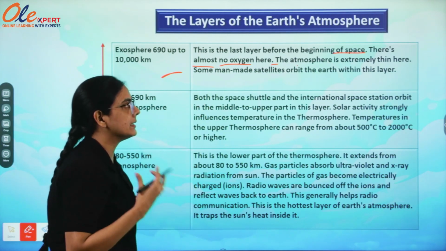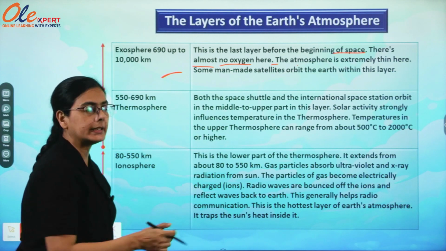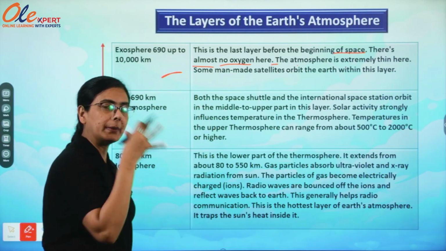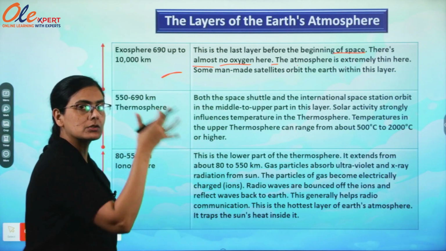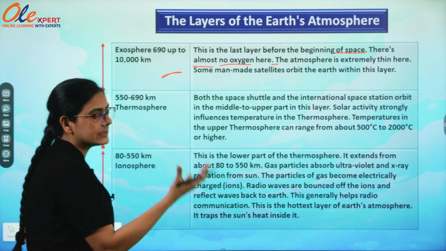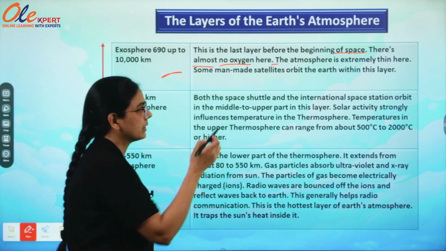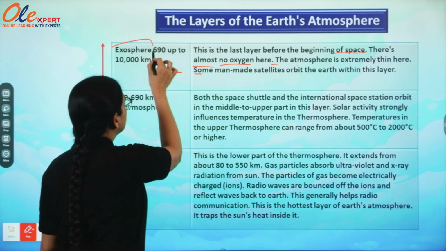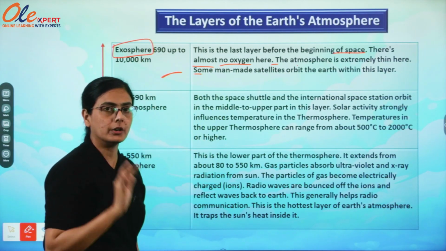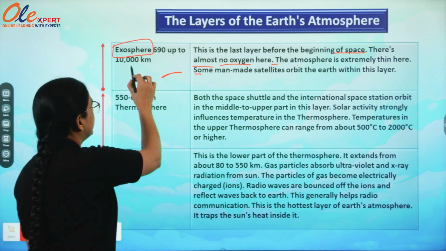Some man-made satellites orbit the earth within this layer as it is touching the space. Man-made satellites are there to cover the earth's surface or to look at space features also. So, this is the uppermost layer of the atmosphere, the exosphere.